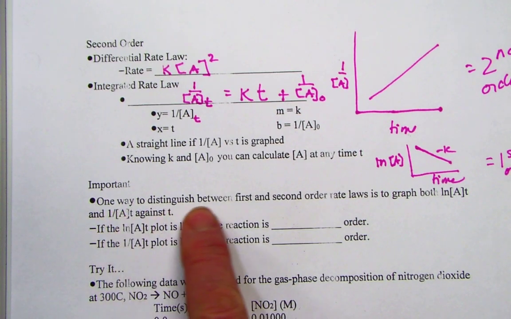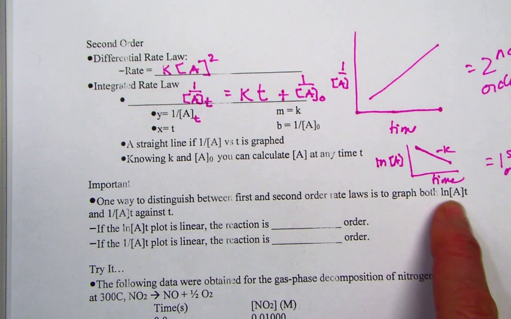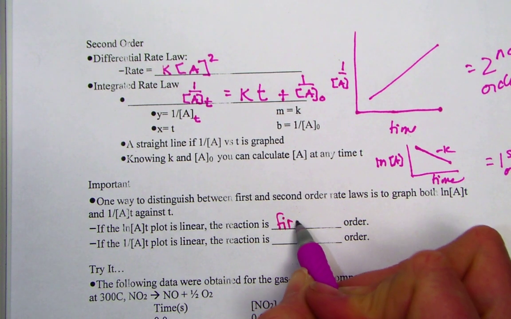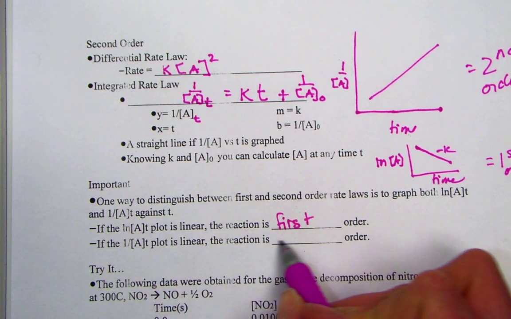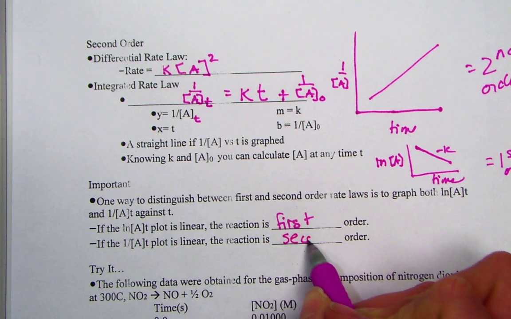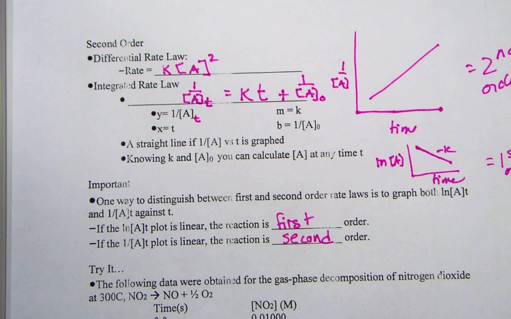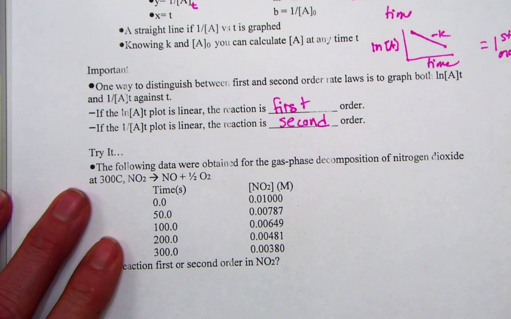So, important, one way to distinguish between first order and second order is to graph both, graphing a natural log of A versus time, or graphing a reciprocal of A versus time and comparing them. We just said if first order shows natural log of concentration versus time is linear, or a second order reaction would show the reciprocal of A versus time gives us a better straight line. Let's begin a little calculator skill in the following lists. We'll need our graphing calculator out.